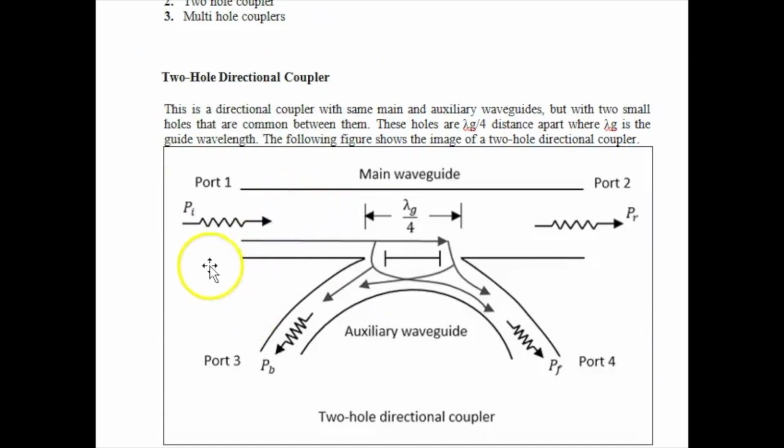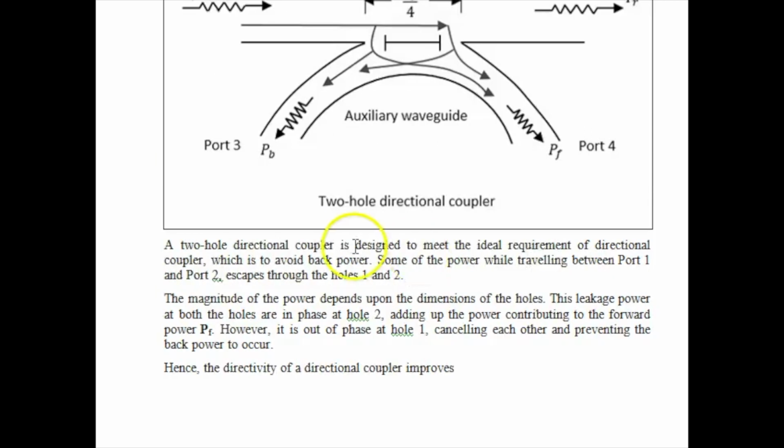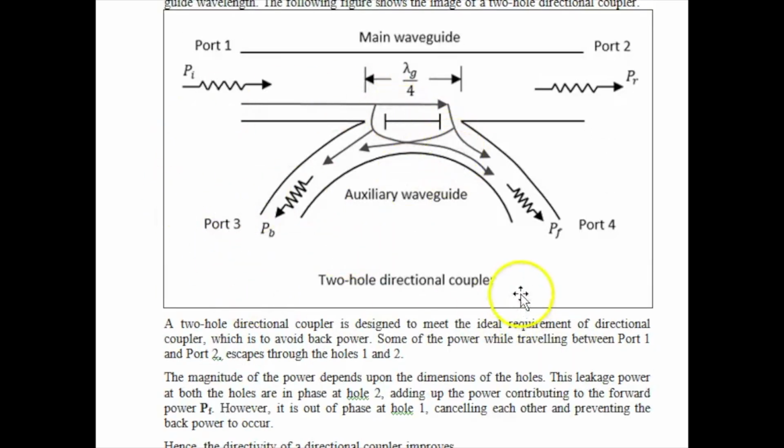As the name indicates, we have two waveguides, the main waveguide and the auxiliary waveguide, which have 4 ports: port 1, port 2, port 3, and port 4. And the holes are separated at a distance of lambda g by 4, where lambda g indicates the guide wavelength. This is the picture of a two-hole directional coupler. This is designed in such a way that we are measuring a sample of the power, and from that we are calculating the total power.